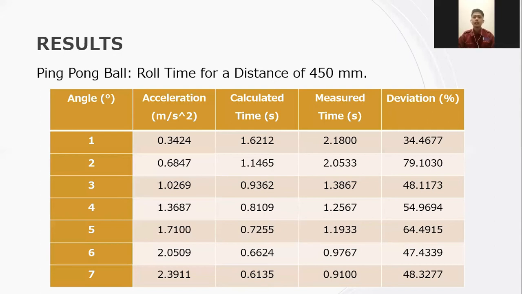And we can calculate the deviation of the ping pong ball by using the formula: the measured time that we obtained from the experiment minus the calculated time, divided by the calculated time, times 100%. And this is the result for the deviation of the ping pong ball for this experiment.